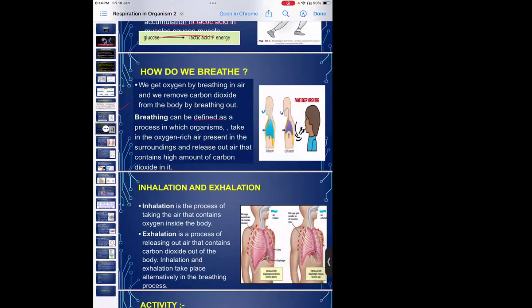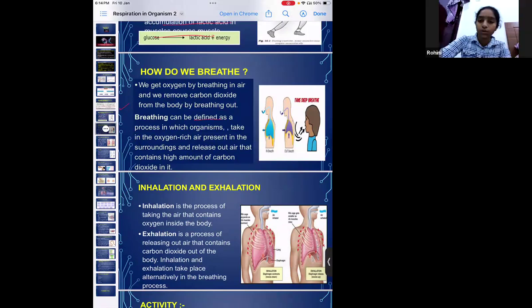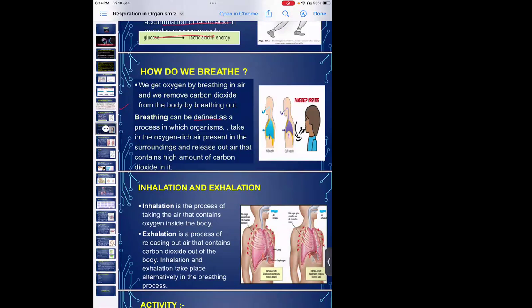Is there any doubt, children, till here? No, ma'am. Rohini, Shritesh, Charvik, Anup, Rishit, Ashwat, Adrit.